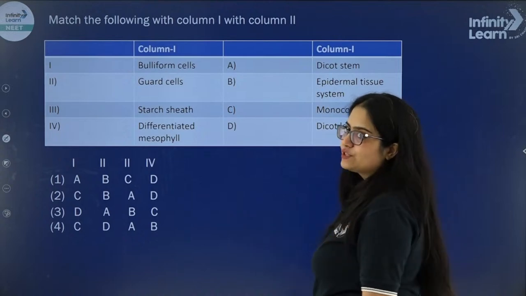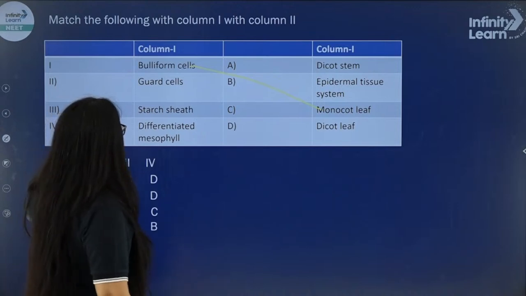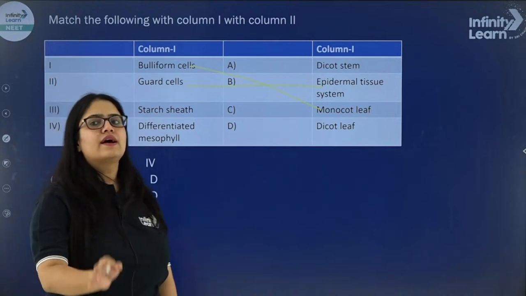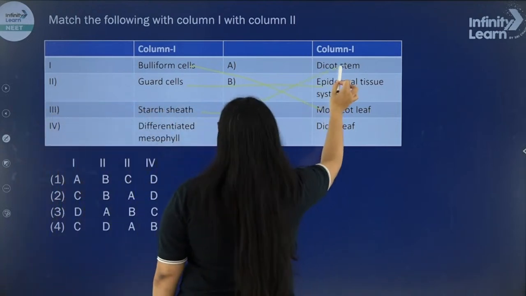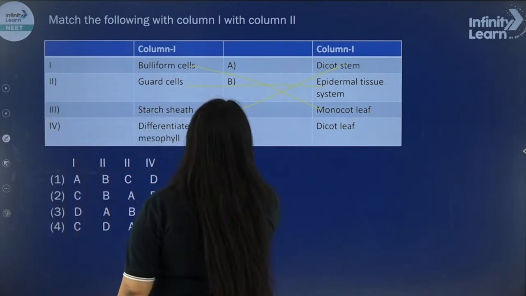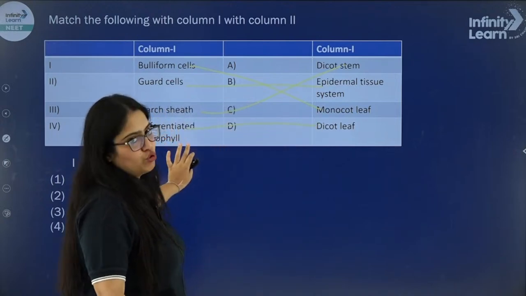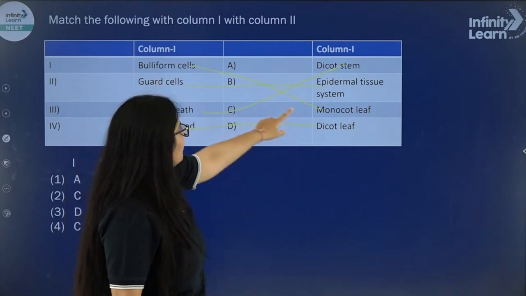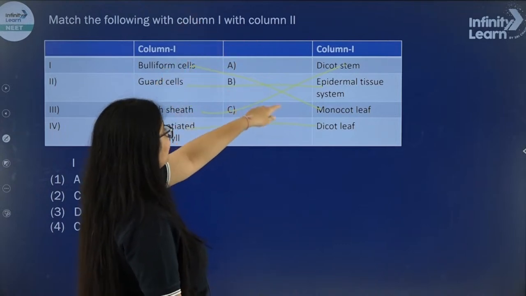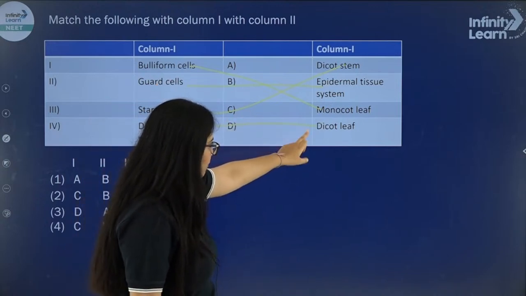Match, yeah. So this is from your anatomy. Bulliform cells are a characteristic of monocot leaf. What are storing cells? These are guard cells, a part of the epidermal tissue system. Starch sheath is present in the endodermal cells of the dicot stem. Next, differentiated mesophyll into spongy and palisade is a part of a dicot leaf. Such differentiation of mesophyll into spongy and palisade is not seen in monocot leaf, right? So: bulliform cells, monocot leaf; guard cells, epidermal tissue system; starch sheath in the endodermis of the dicot stem; and differentiated mesophyll into spongy and palisade, a character of dicot leaf.